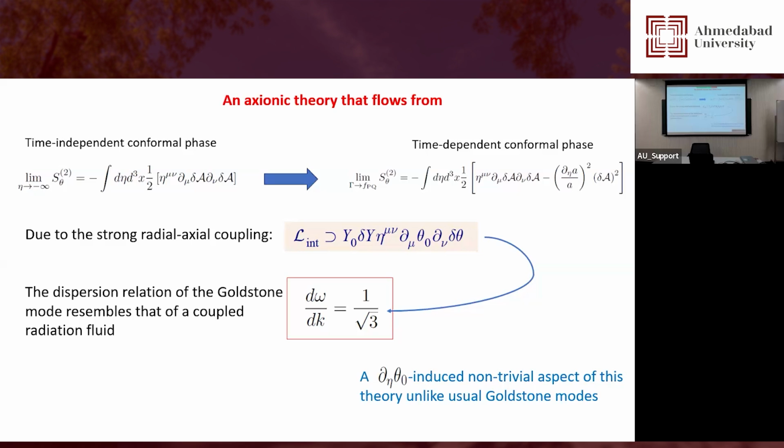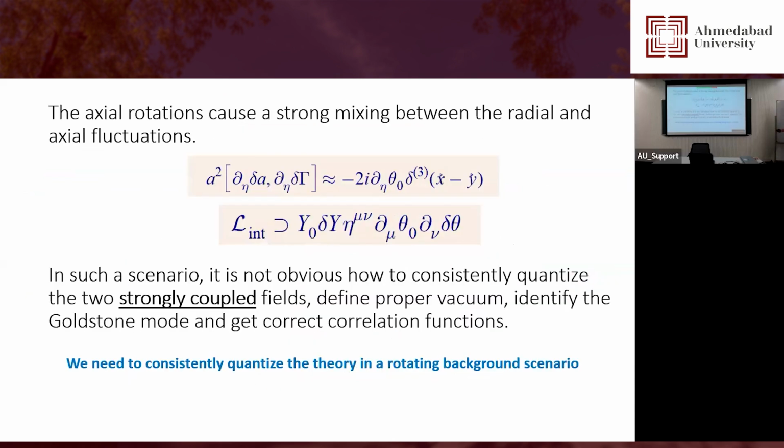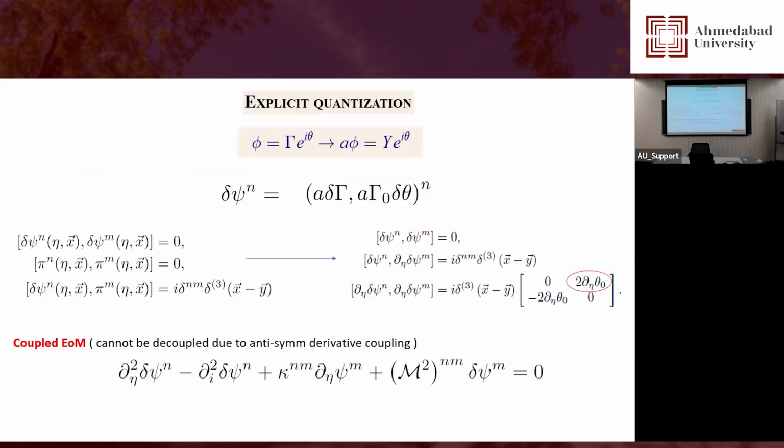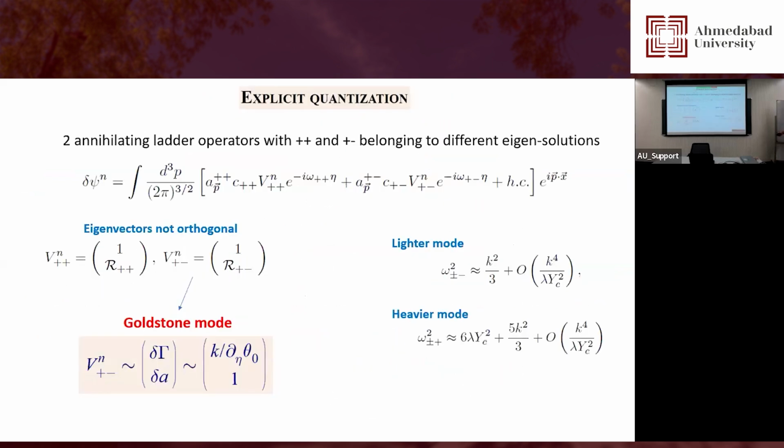Plus, although this is just the talk about these terms, there is also a very strong radial and axial coupling because of this theta dot, which changes the dispersion relation. And because of this strong coupling, you need to quantize the field in a very careful manner. So we did some quantization of it, starting from explicit quantization. I'm not going to go into details.